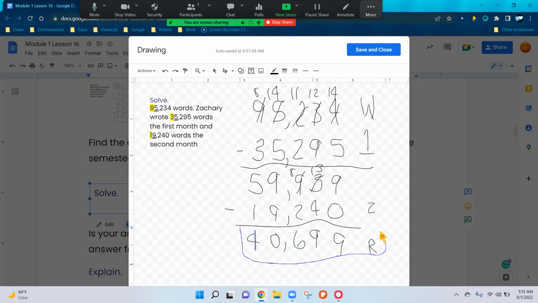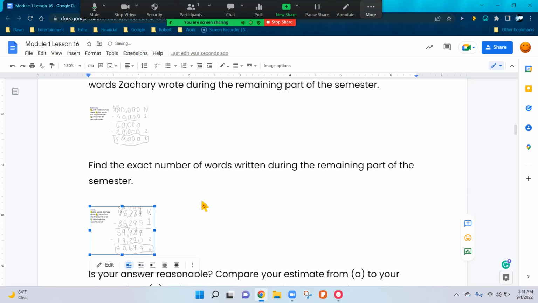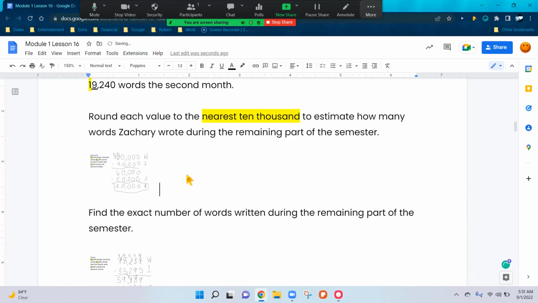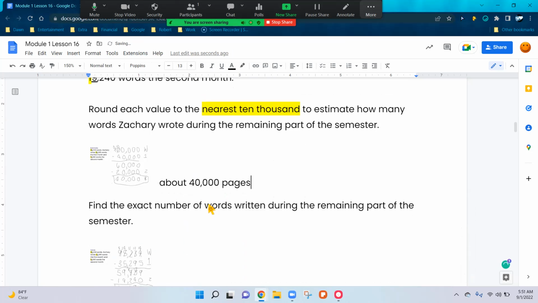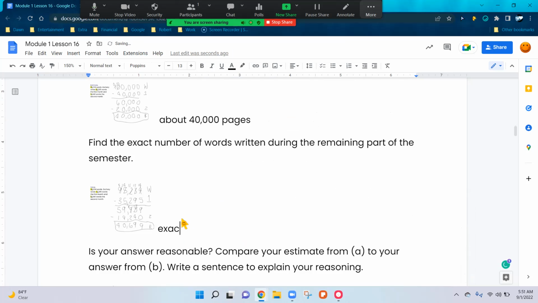So now I'm going to highlight this because, again, we need the teacher to kind of see what we're doing. I'm going to hit save and close. And again, I'm going to make it smaller. But to help me out anyways, I'm going to write this out so I can see. So I'm going to write right next here about 4,000 pages, because that is what we're talking about, right? And then here, exactly 40,699 pages. And remember, this is for the remaining part of the semester, not year.